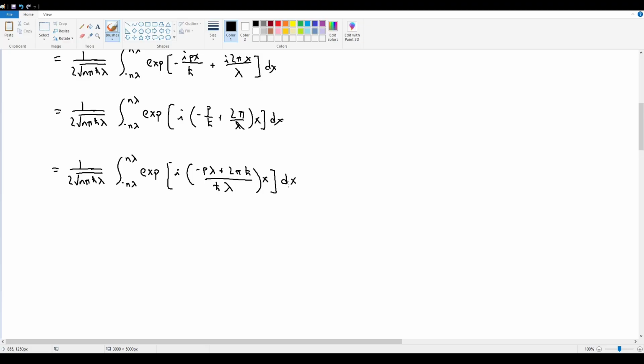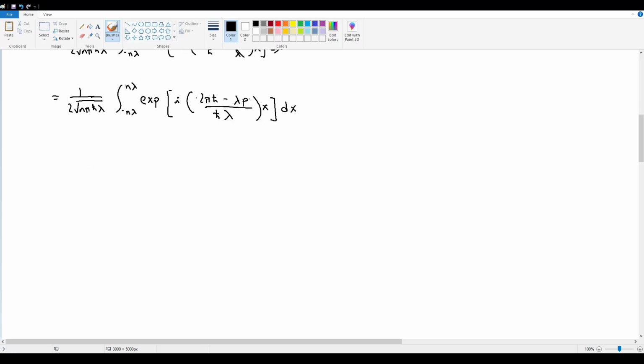Let me just make sure that my math is right. Yeah, and out of convention's sake, I'm going to switch the order of this around because I don't like having negatives at the front. So this is going to be 2 pi h bar minus lambda p. And now we can take this integral, right? This is just a single complex exponential, which is a relatively simple thing to take an integral for.